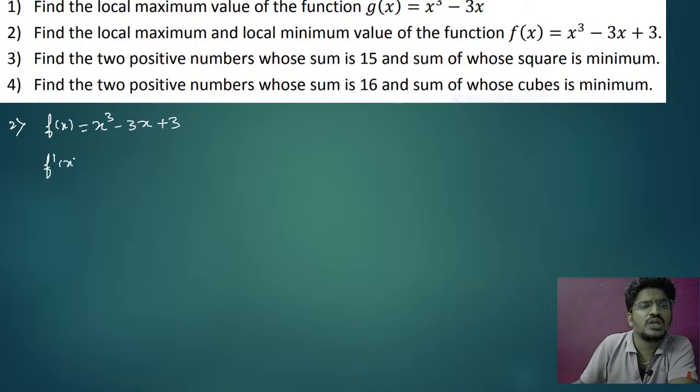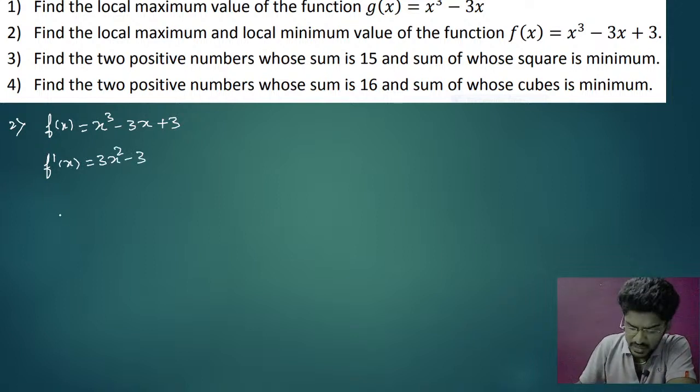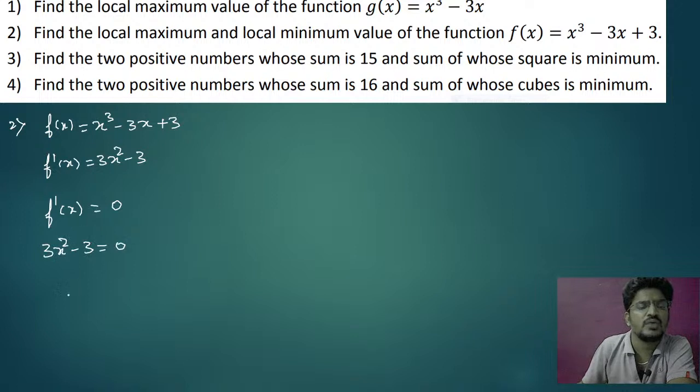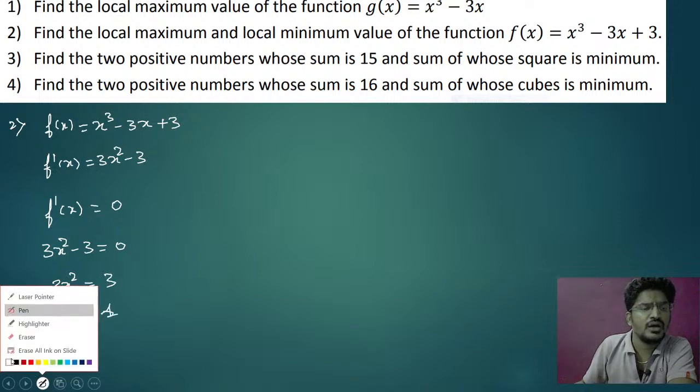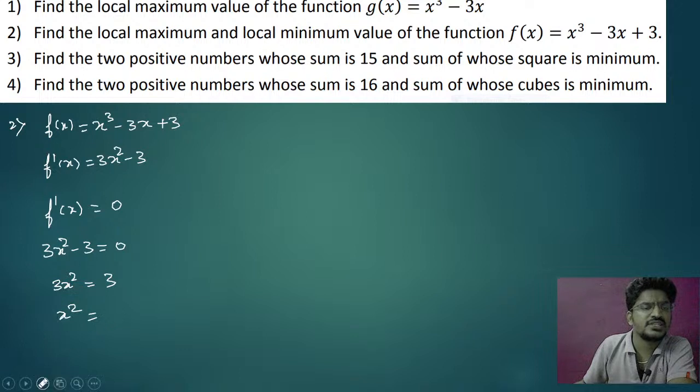So differentiate once, you are going to get 3x square minus 3. So now f dash of x is equal to 0. That means 3x square minus 3 will be equal to 0. So from this you can just see, again 3x square equal to 3, x square equal to 1, and x is equal to plus or minus 1.